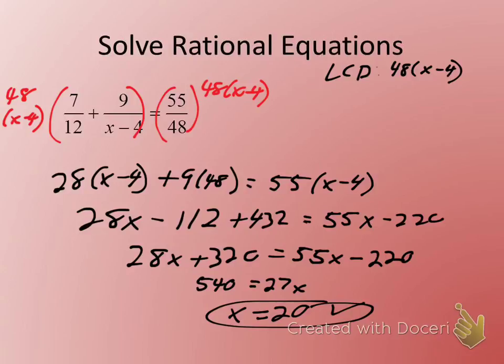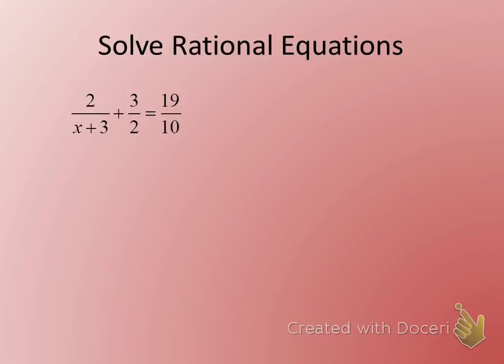Alright. Now I show you this way to do these problems first because it's the way you have to do most of them, especially after the following problem. And 20 worked, by the way, on the last one. But if you look at this one here, we have 2 over x plus 3 plus 3 halves equals 19/10.